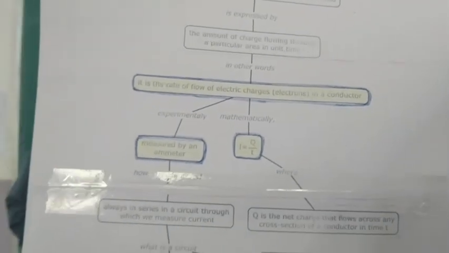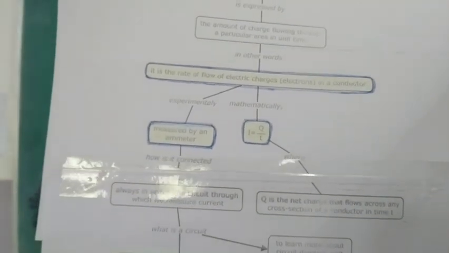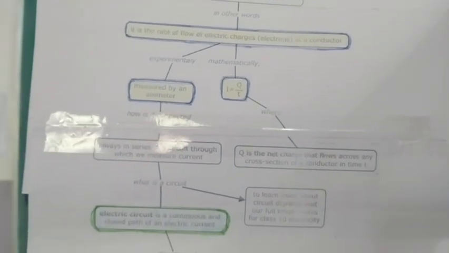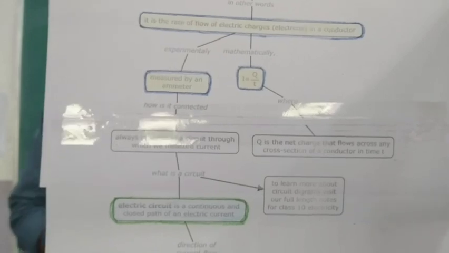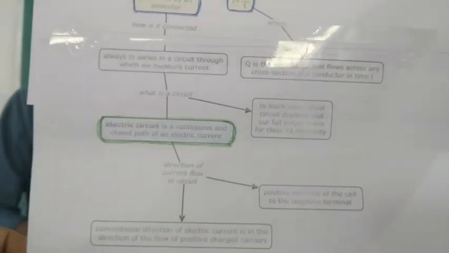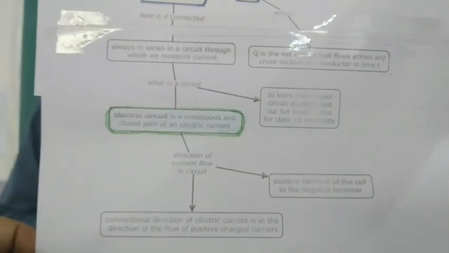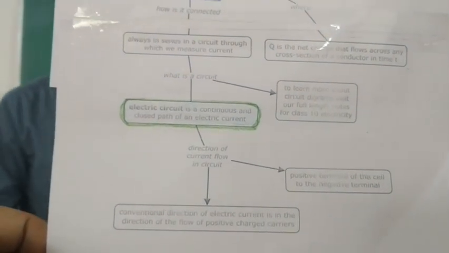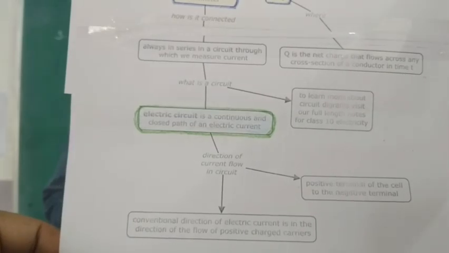And then we discussed the electric circuit. Electric circuit is nothing but what? A continuous and closed path of an electric current. And then we discussed the different electrical components.